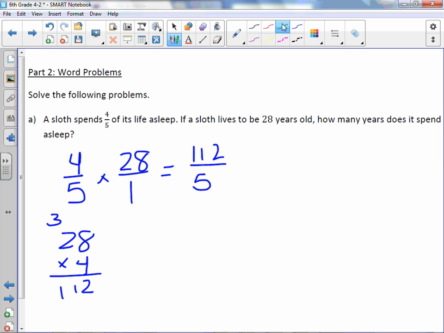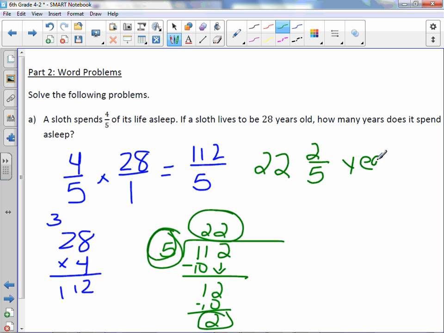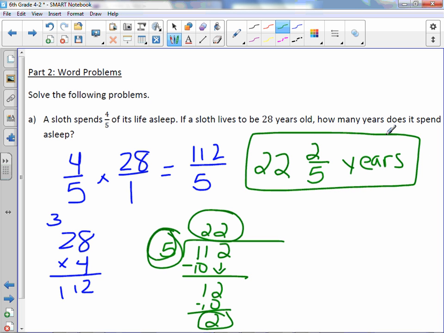To change this into a mixed number, this one I can't do in my head, so let's do the long division. 5 goes into 11 twice, which is 10. Subtracting it, 1, bring down the 2. 5 goes into 12 also twice. Subtract 10, get a remainder 2. So as a mixed number, it would be 22 and 2/5. And this would be years. So out of its 28 years of being alive, it sleeps 22 and 2/5 years.